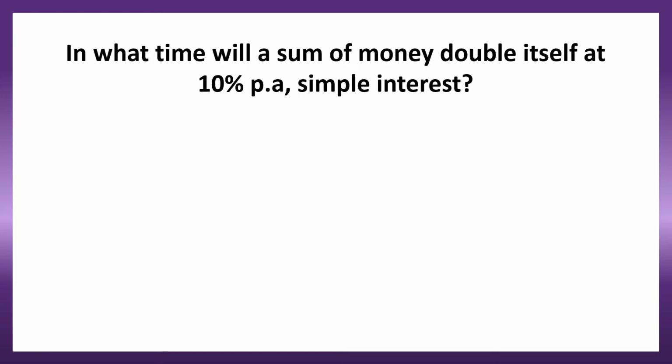Now let us move on to the problem. In what time will a sum of money double itself at 10% per annum simple interest? Here, the principal is not given. It is given that a sum of money, that is the principal, doubles itself. Doubling means when the principal is taken as P, it becomes 2P. So the amount is 2 into P.